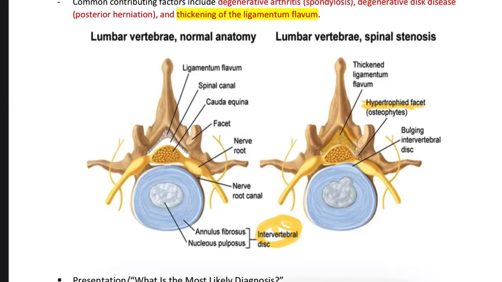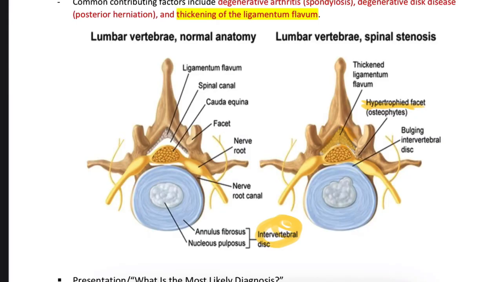Okay, so in clinical presentation, most patients are over 60 years old. We can see these signs and symptoms: lower back pain, bilateral leg pain, tingling or heaviness, pain that worsens with walking or standing, like lumbar extension, and pain relieved by sitting or leaning forward, like lumbar flexion. This is called neurogenic claudication. Okay.